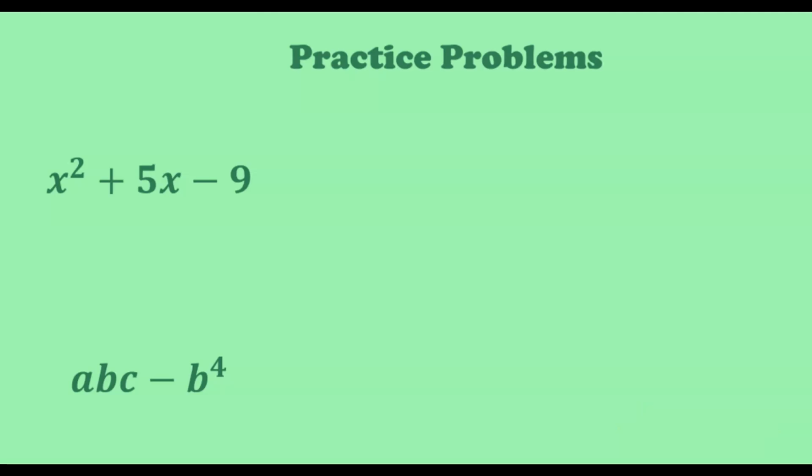Now let us have a look at a few practice problems. Let us classify the given polynomials based on the number of terms they have. Let us have a look at the first one. We have x squared plus 5x minus 9. First of all, let us write down what the terms are. Now the first term is x squared. The second term is 5x, and the third term is negative 9. So we can see that this polynomial has 3 terms, and so this will be classified as a trinomial.